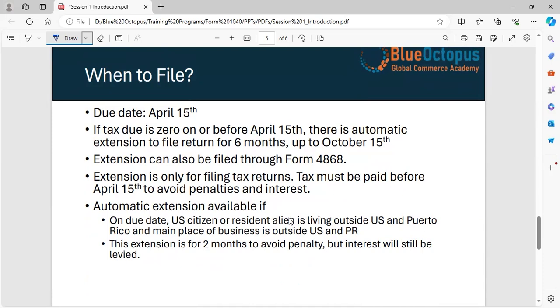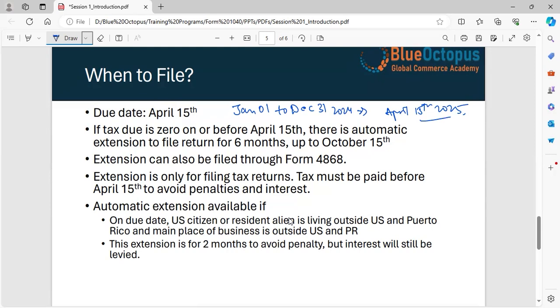So the tax year generally is from Jan 1st to December 31st. Let's say it is for 2024, then your due date will be April 15th, 2025, next year. So for the current tax year, the due date will be 15th April next year, which is the 15th day of the fourth month, 3.5 months.